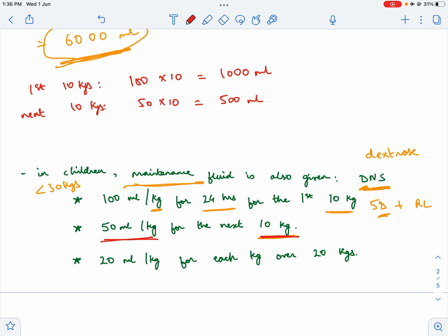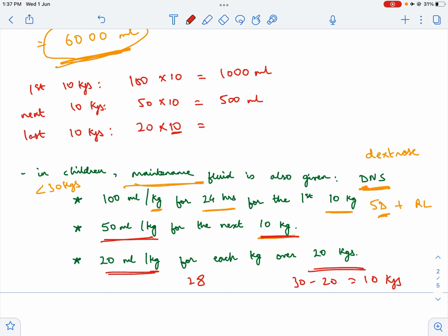Alright, and then you will have to give 20 ml per kg for each kg over 20 kgs. So in our case, our child is 30 kgs. So 30 minus 20 is 10 kgs because he is 10 kgs over 20 kgs. So for the last 10 kgs you will give 20 ml into 10. Supposing if you were 28, then this number would have become 8. But because our child is 30 kgs, it is 20 into 10.